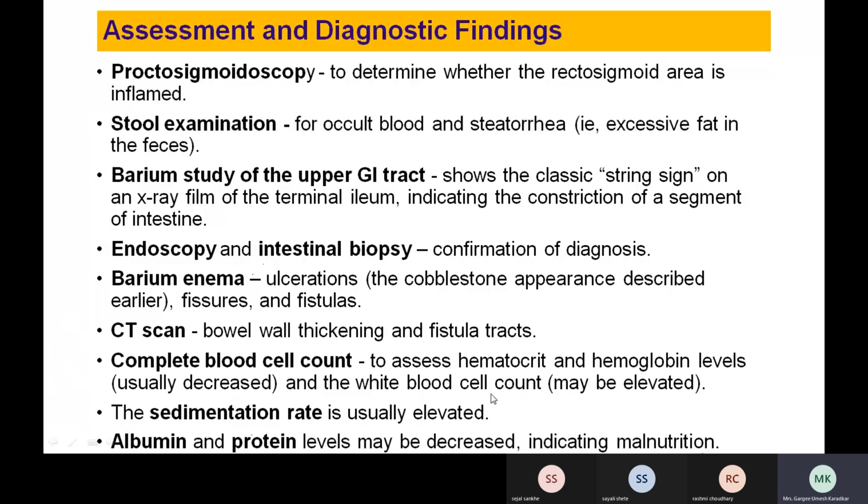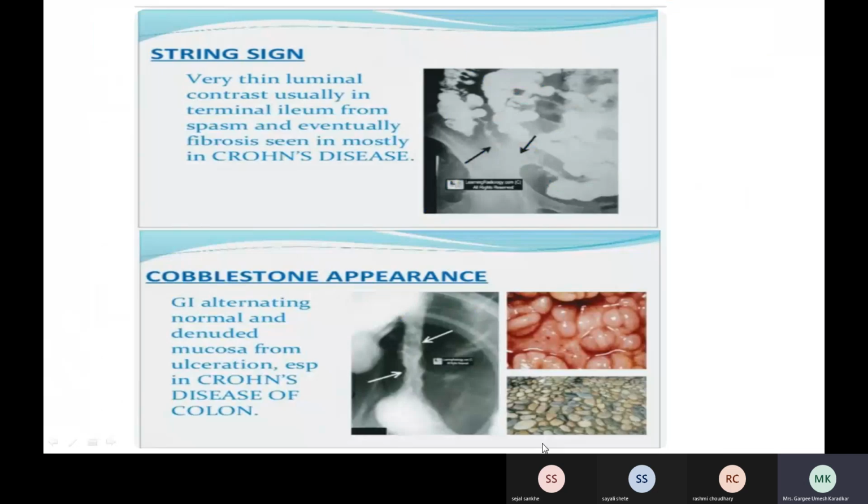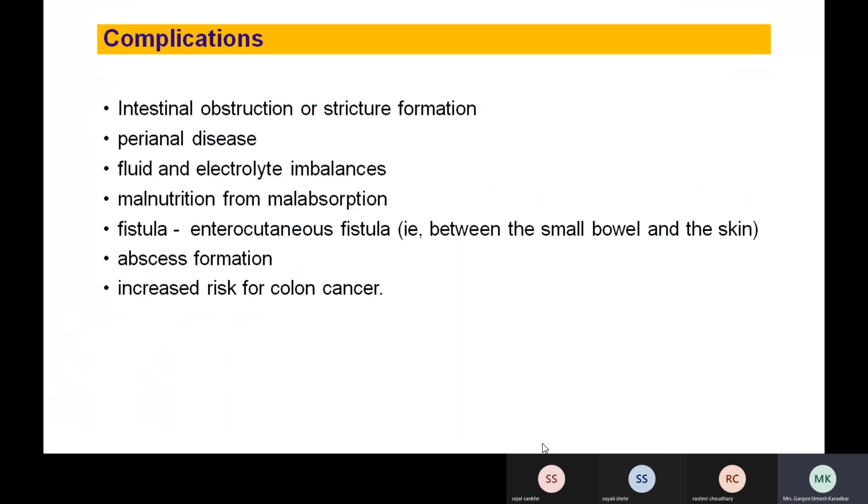Then, if there is an infection, the WBC count will be elevated. Then the ESR, that is your erythrocyte sedimentation rate, will usually be elevated. Then again, there will be absorption problems and proteins are affected. So albumin and general serum protein levels will be decreased, which will indicate that the patient is moving into malnutrition. Okay, so these are the various diagnostic findings.